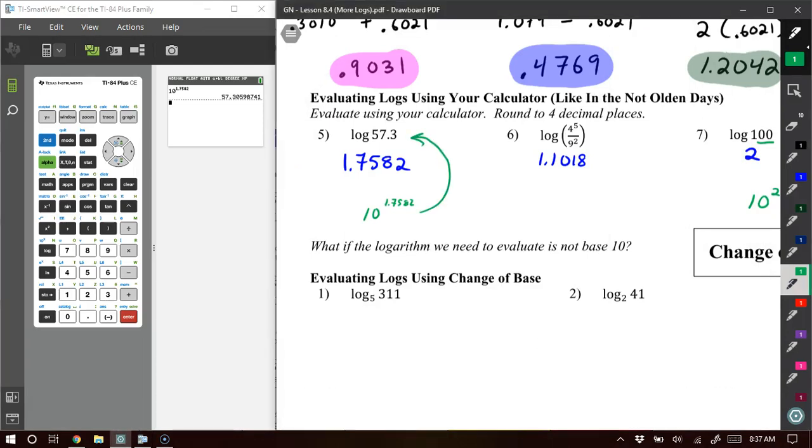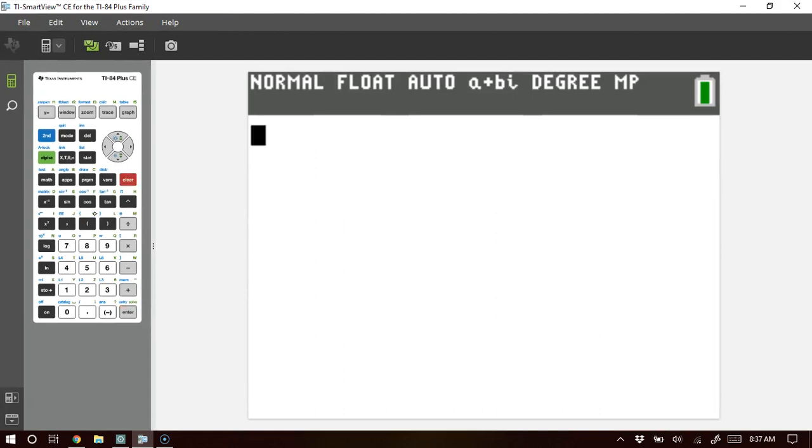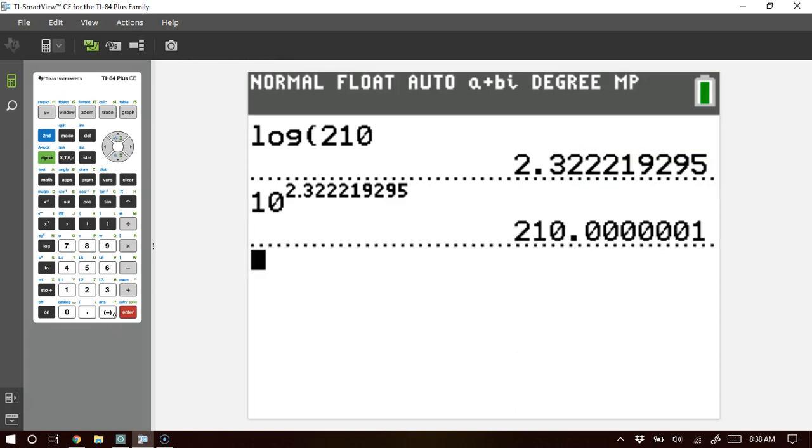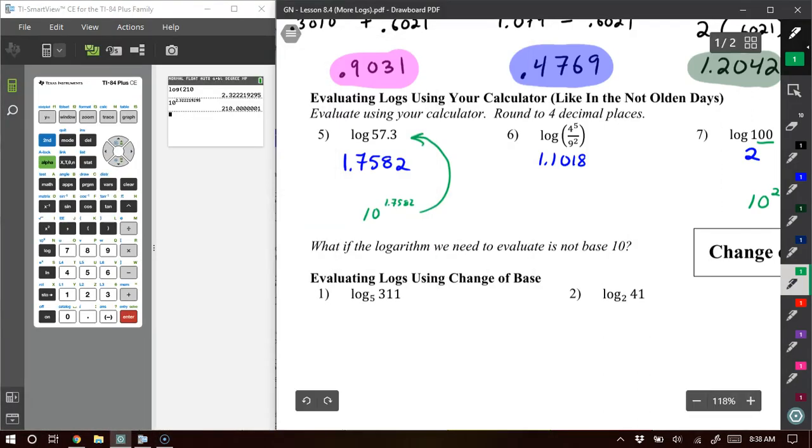It's that. So what logs do is they give us the power of 10 when you're using a calculator for it. It's telling you 10 to that power gives you the number. So if I wanted to do, let's say, log of 210, if I were to look at that 2.3222, that is the power of 10 that would give me 210. So that's what your calculators are really telling you. That's how you plug it in your calculator.